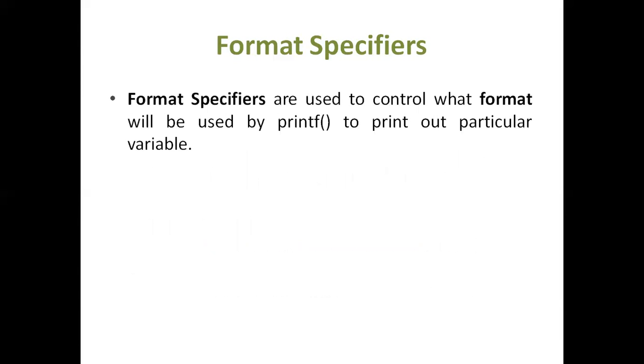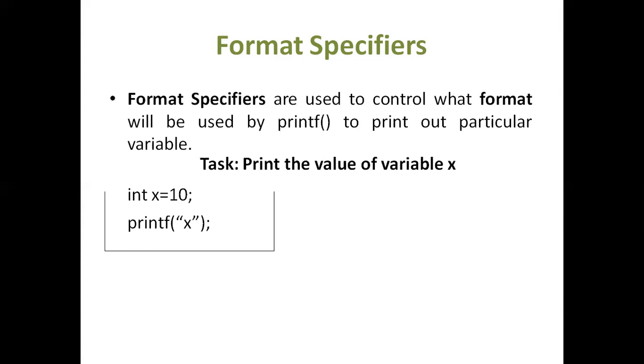Now the format specifiers are used to control what format will be used by printf to print out a particular variable. Let's clarify this with the help of an example. The task is given that we have to print the value of variable x. Now this is the piece of code. We have declared and initialized the variable. Int is showing the data type. X is the name of the variable. And then we have assigned the value 10 to the variable x.